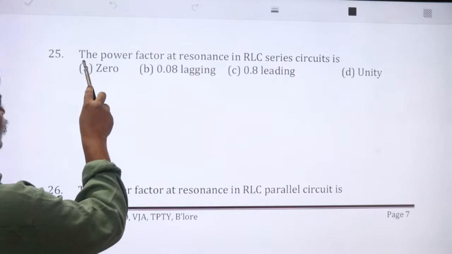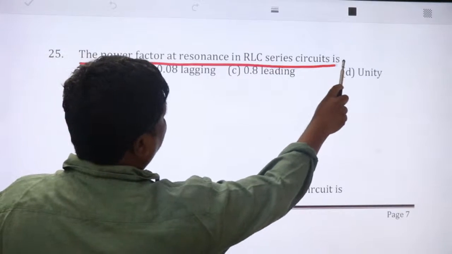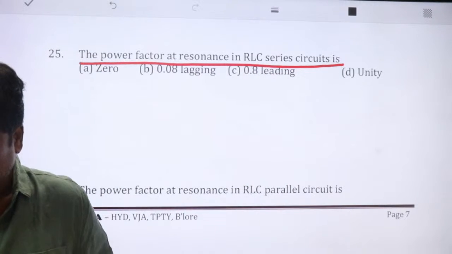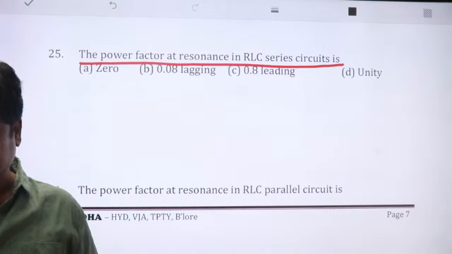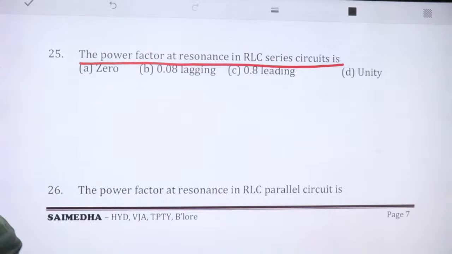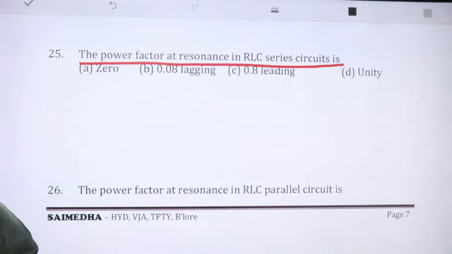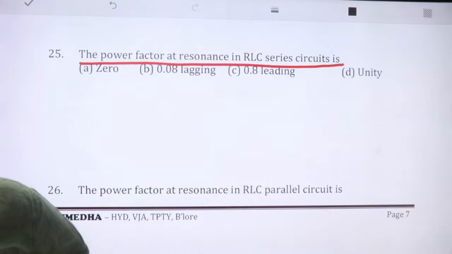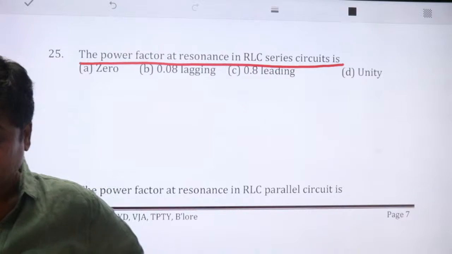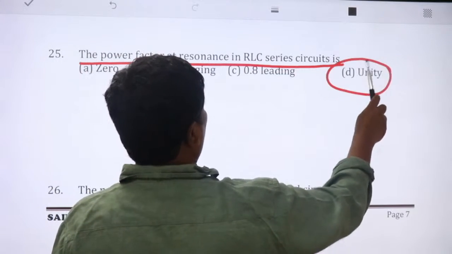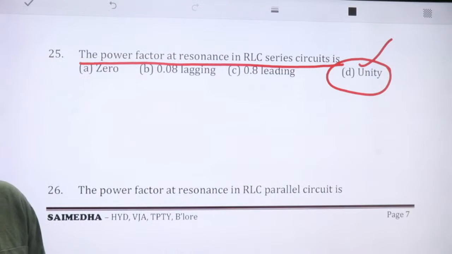Next. The power factor at resonance of a RLC series circuit is... The correct answer is Tellegen's theorem, I told you. Okay ma? Yes, it is a very simple question. That's why I am waiting for your answer. Unity. Power factor is unity. 1. Power factor is 1. Next.